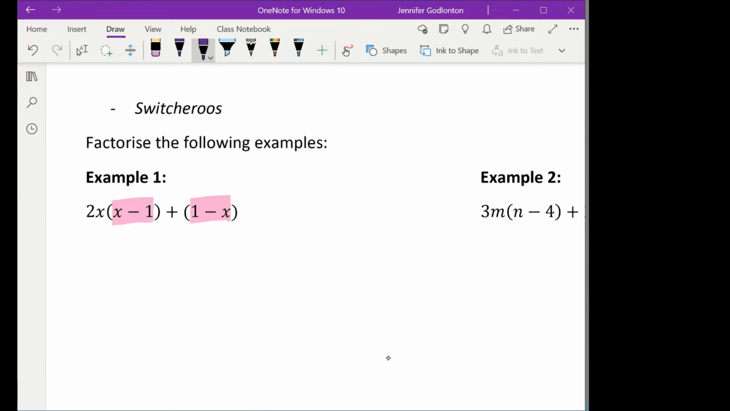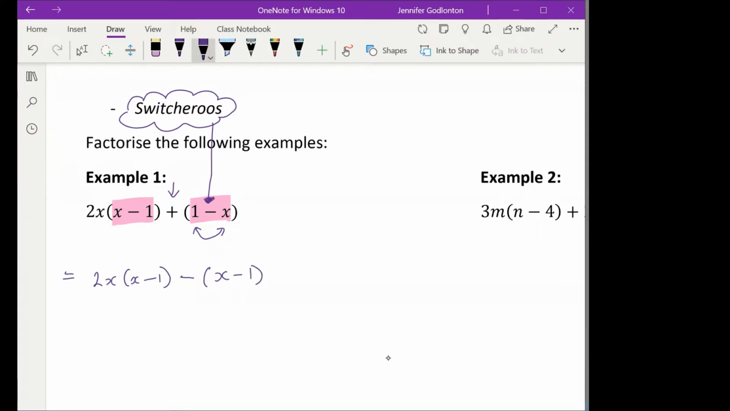Who remembers what we do in a switcheroo? We change the sign, ma'am. Yes, we change the sign and we flip the brackets. We flip that second term over there. Remember with switcheroos, the most important thing is we can only do it when we have a negative sign in that bracket. We can't do switcheroos with positives. Okay, so let's have a look. We keep everything the same. We change the sign and we flip around or switch around the terms.